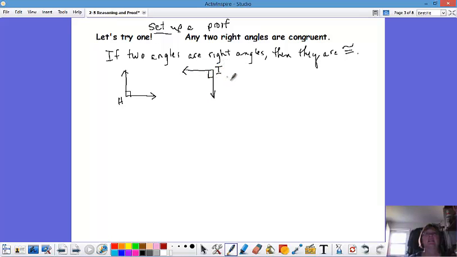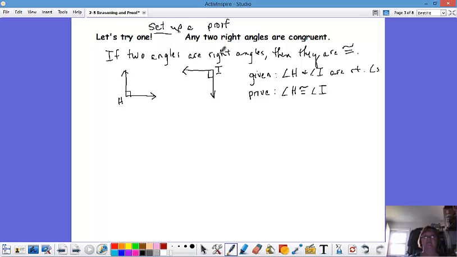Both of them right angles. See, now when I write the given information, what I'm given is that angle H and angle I are right angles. And what I have to prove, well, that's the conclusion of my if-then statement. Angle H then must be congruent to angle I. And I've done now my first three steps in my setup.